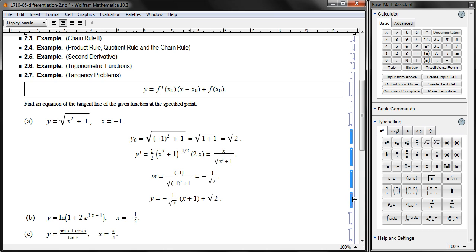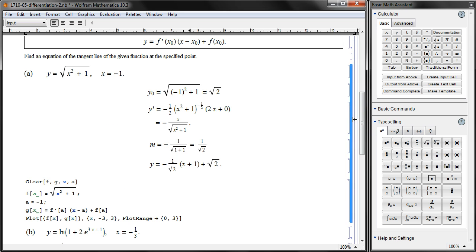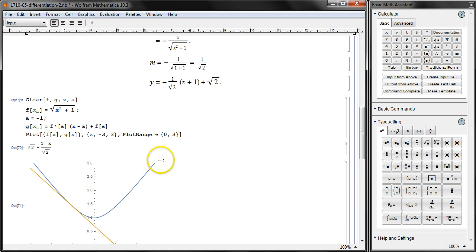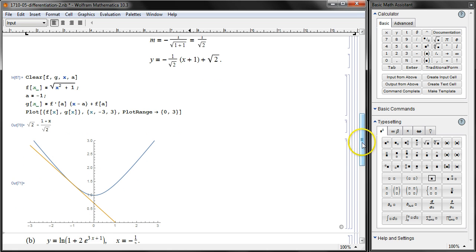Okay, let me show you the answer key here. Exactly the same, and also graphical justification. Here's a graph, and then the tangent line, and tangency at x equal to -1. Everything is clearly visible.